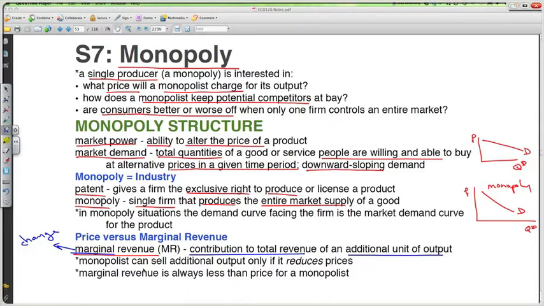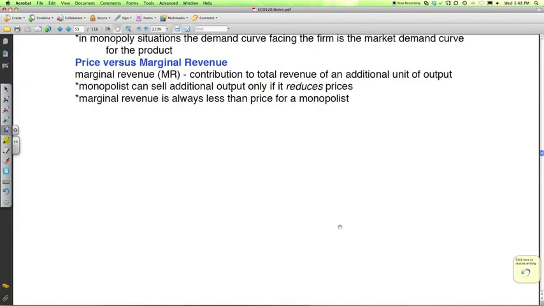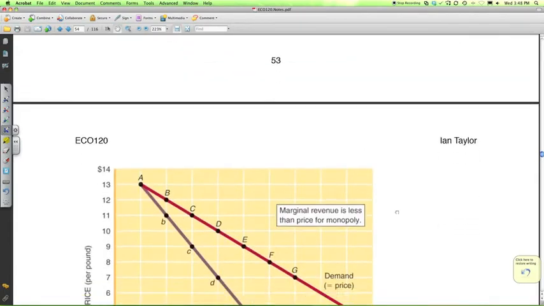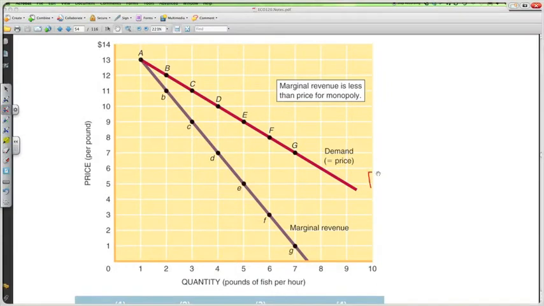And we'll see that monopolists can only sell additional output if it reduces the price, because it has this downward sloping demand curve. People are only willing and able to purchase more of the goods that they produce if they reduce the price, right? There's this inverse relationship here. If they want quantity demanded to increase, they have to decrease price. So here we have our demand and our marginal revenue. And notice that demand is always higher than marginal revenue except for the very first unit.